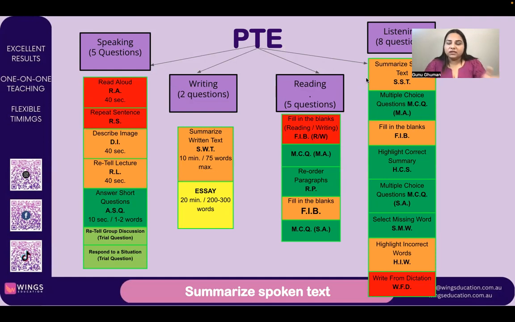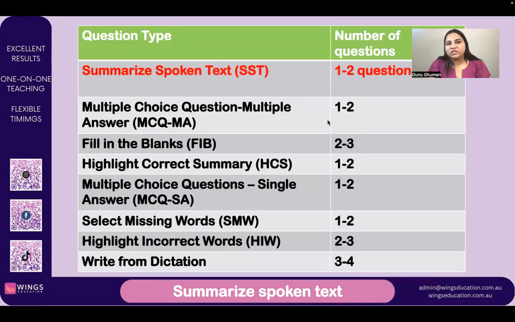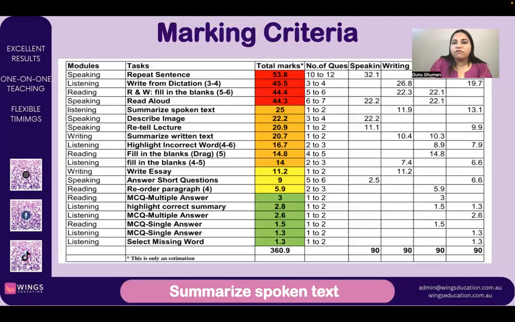So after speaking, something that is important is your listening. So you must be prepared with your listening so that you can get your scores in it. So summarize spoken text is the orange question. So it's an important question. It is going to give us 25 points out of 1 or 2 questions in your final exam. So you can have a look at that. Summarize spoken text. 1 or 2 questions will be there in your final exam. And out of those 1 or 2 questions, you will be given 25 points.